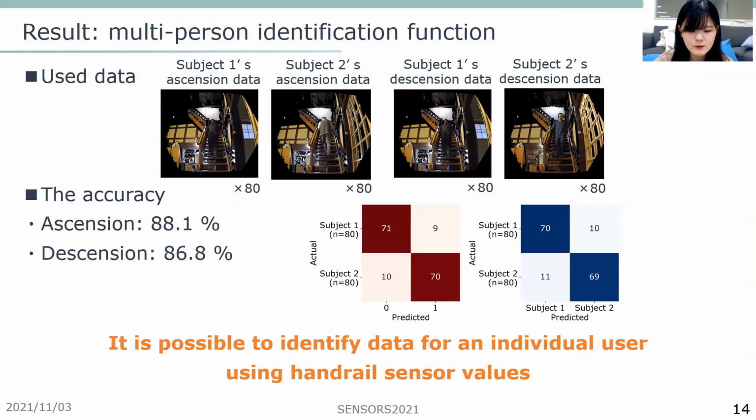We'll explain the verification results of the multi-person data discrimination function. We used data for 80 ascents and descents for subjects 1 and 2. In the verification, tenfold cross validation was performed. Here is the confusion matrix for the result. The accuracy for ascent was 88.1% and that for descent was 86.8%. This indicates that it is possible to identify data for an individual user using Handrail sensor values.